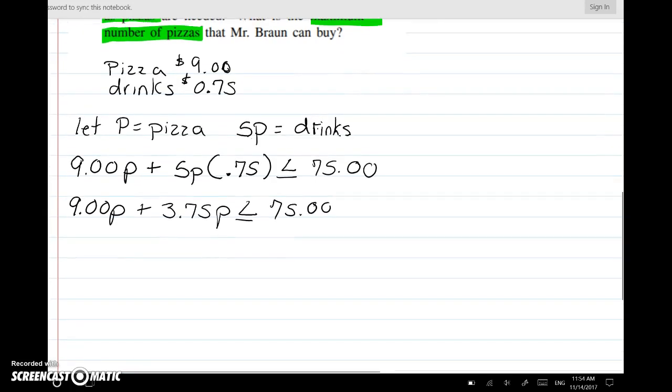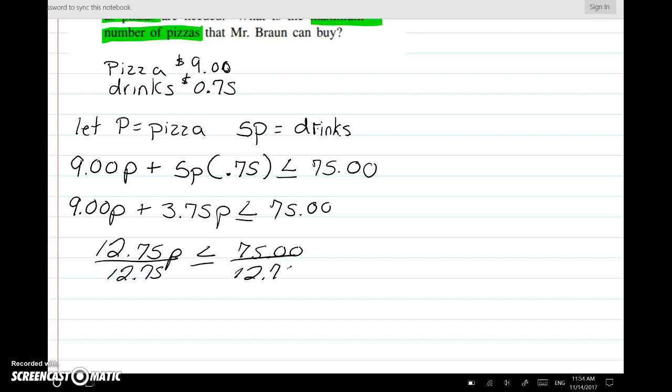Combine like terms, you're going to get 12.75P is less than or equal to $75. Divide both sides by 12.75, sorry about that. And P ends up being less than 5.88. Now, here's my question.